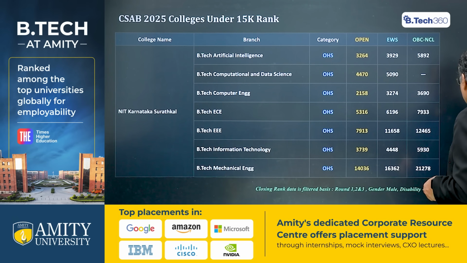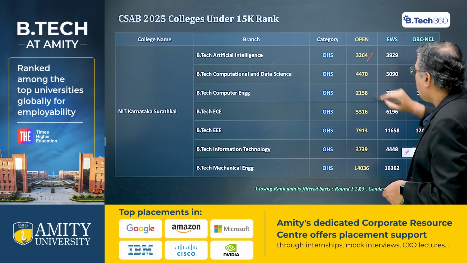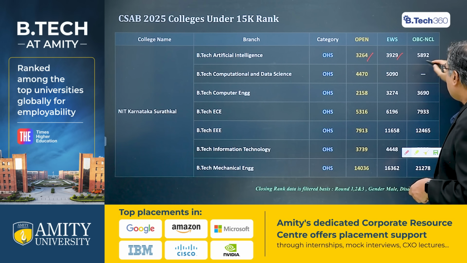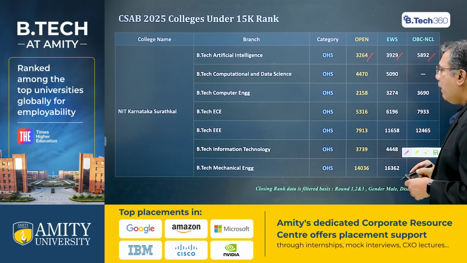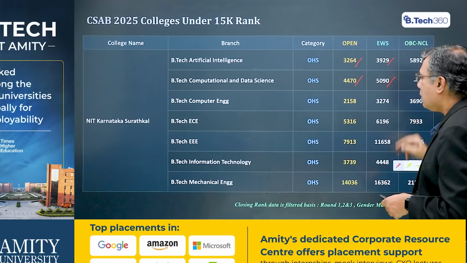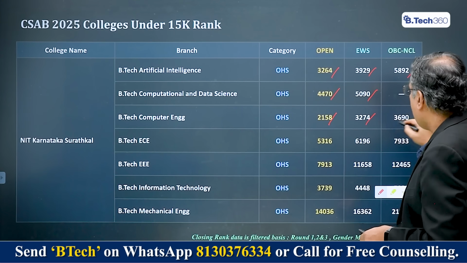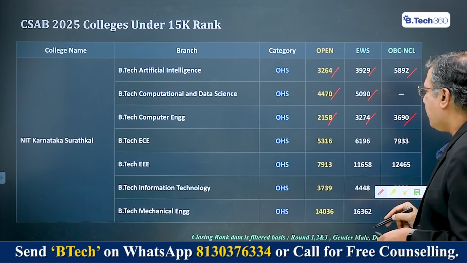NIT Karnataka Surathkal Btech AI is 3,264 for open category, 3,929 for EWS, OBC-NCL is 5,892. Btech Computational and Data Science 4,470 for open category, EWS is 5,090. Btech Computer Engineering 2,158 for open category, EWS is 3,274, 3,690 for OBC-NCL.